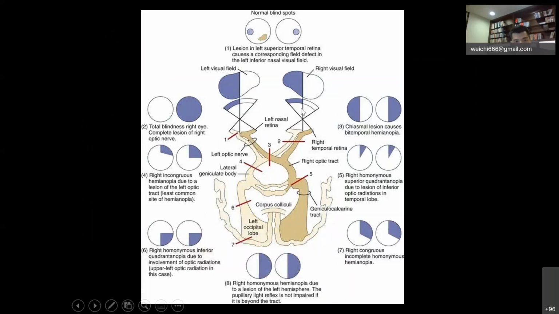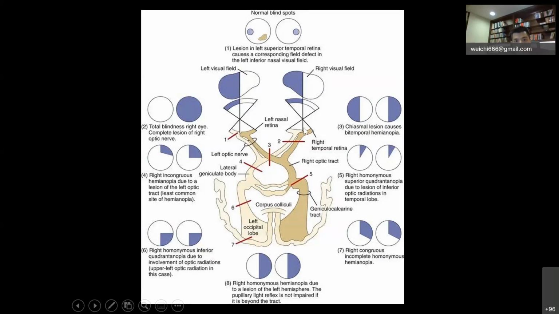So you have number 3 here, bitemporal hemianopia. The patient could see the object in the nasal field, but not the object in the temporal field bilaterally. So it's called bitemporal hemianopia. It's an indication of a chiasm lesion here, the optic chiasm.